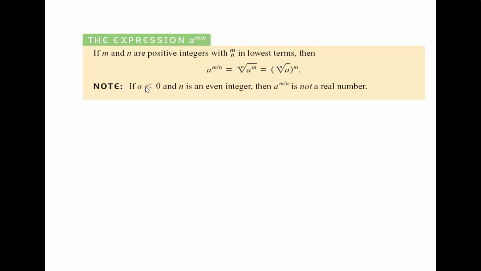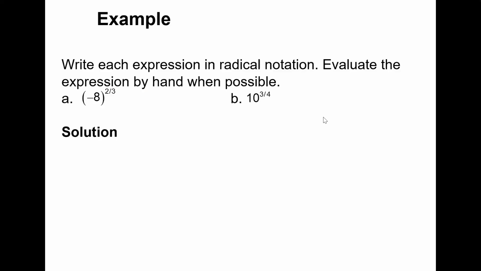Now, again, if a is less than 0 and n is an even integer, then it's going to be an imaginary number because we're going to have some kind of nth root of a negative that's even, and so we will have an imaginary, so it's not a real number.